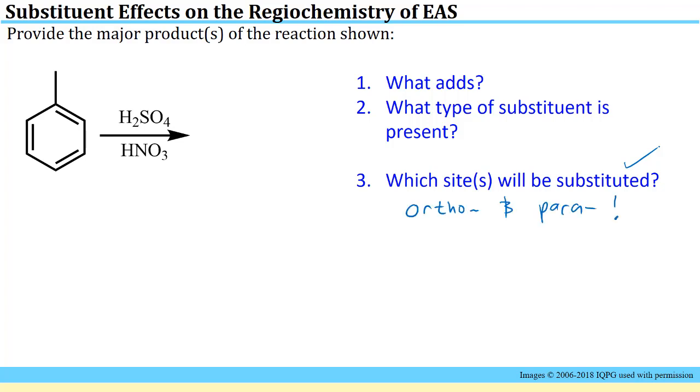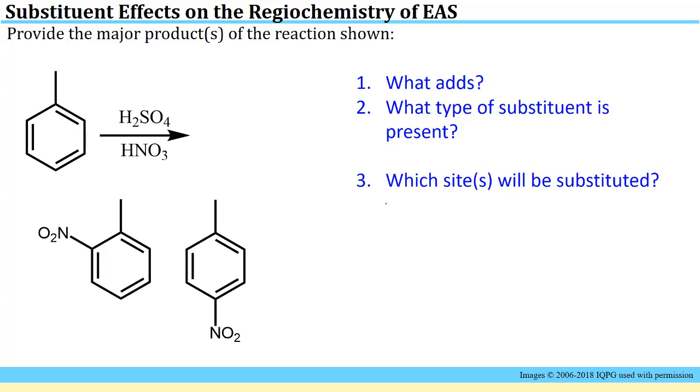And because of the added stability of the carbocation intermediates formed en route to the ortho and para products, those will be the sites that will be selectively substituted. So we should draw those out and look for any potential steric barriers to their formation. We see that both of these are pretty nice stable products.